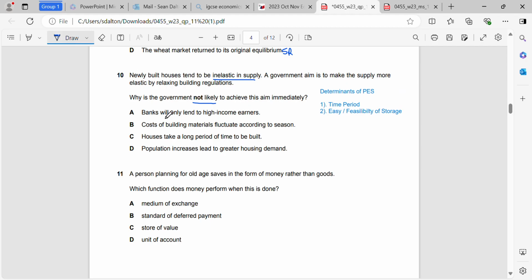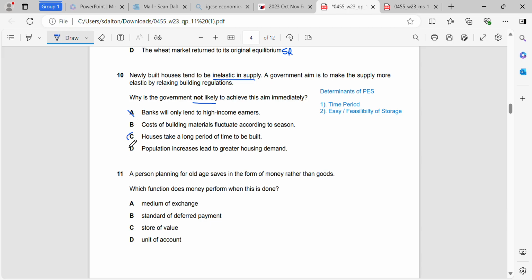So banks will only lend to high income earners. Well, that has nothing to do with the supply of houses, right? Newly built houses tend to be inelastic in supply. The government's aim is to make the supply more elastic. So the demand for loans for houses will not be affecting that. The cost of building materials fluctuates according to the season. That might possibly affect it, but it's not why the government is not likely to achieve the aim.